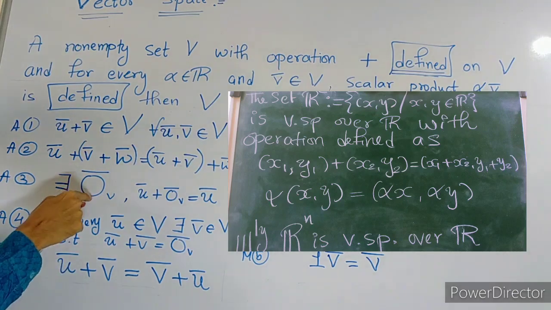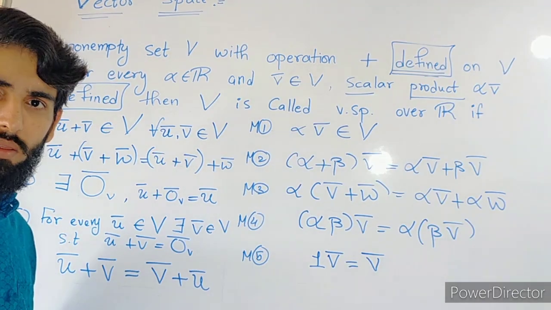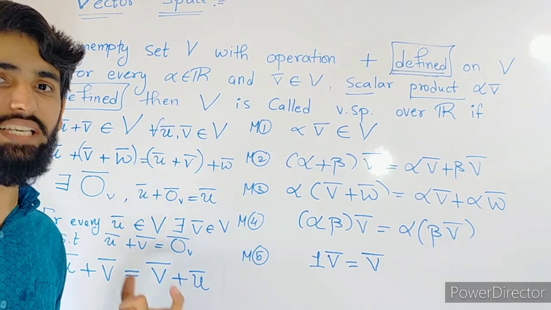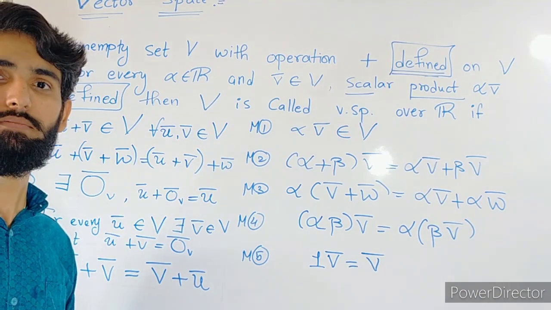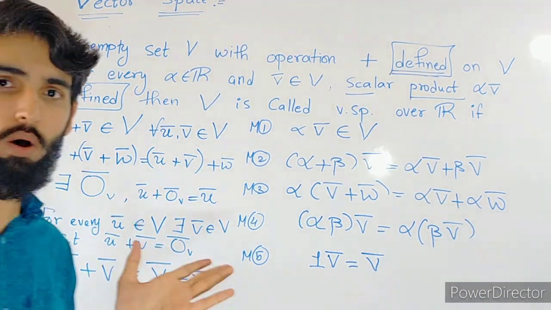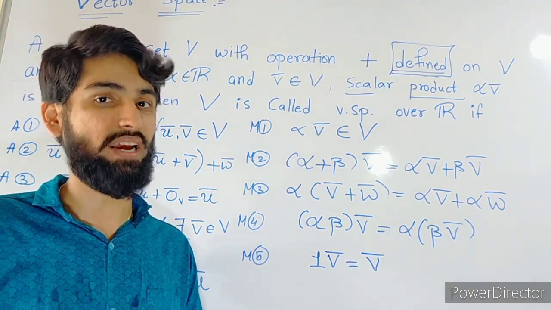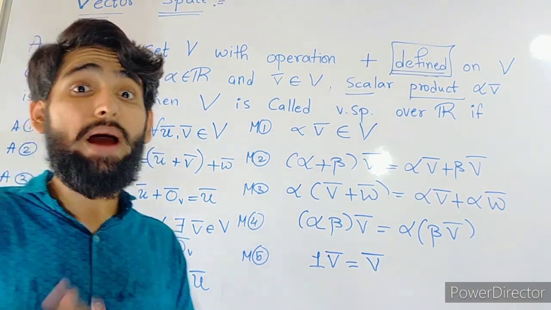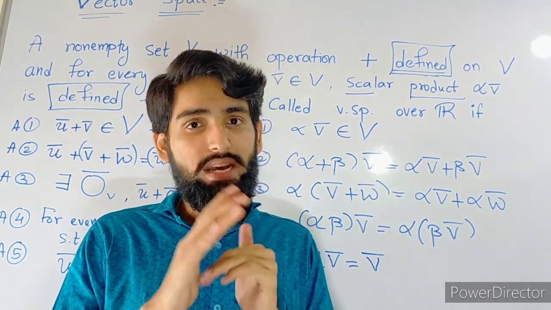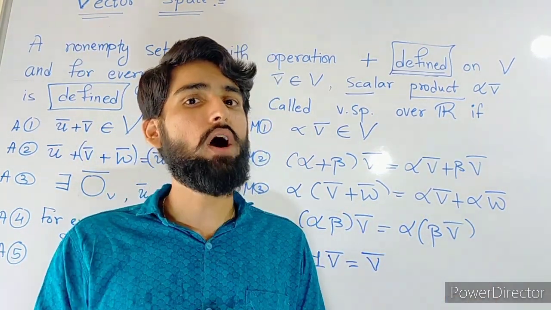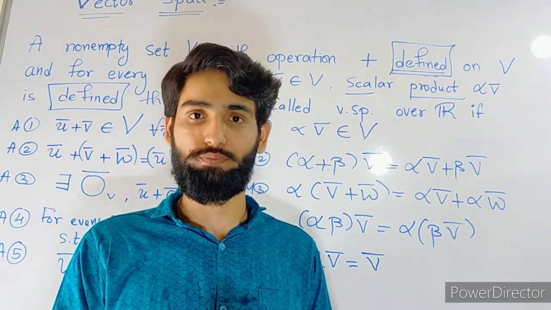What is an additive identity in this case? Your 0, 0 will be working as an additive identity, and for any element x, y, the additive inverse is nothing but minus x, minus y. The same idea of R2 can be extended to the idea of Rn also. Okay?